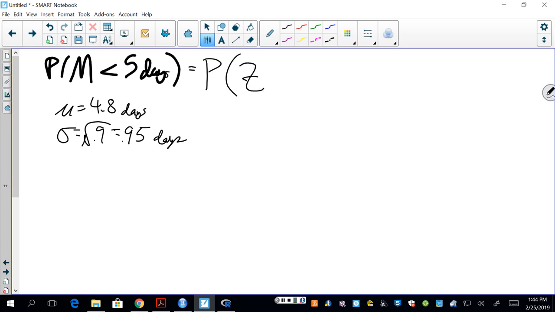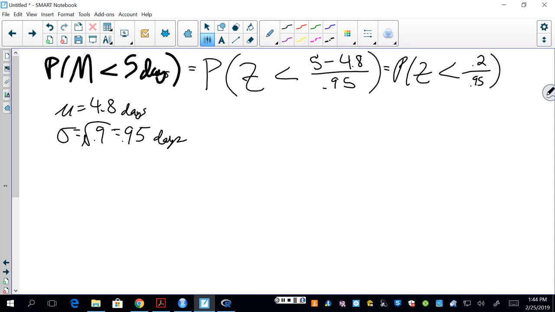So what is the z-score? How do you calculate the z-score? It would be 5 minus 4.8 over the square root of 0.9, which is about 0.95. So the probability that z is less than 0.2 over 0.95, or z is less than, you got it to be 0.21. And so, is that going to be bigger than 0.5 or less than 0.5?